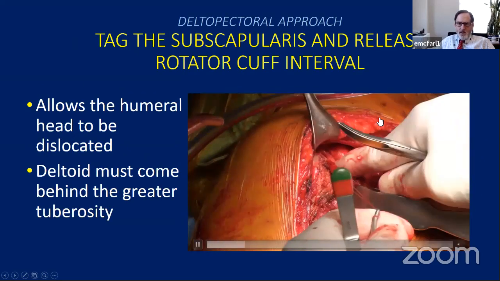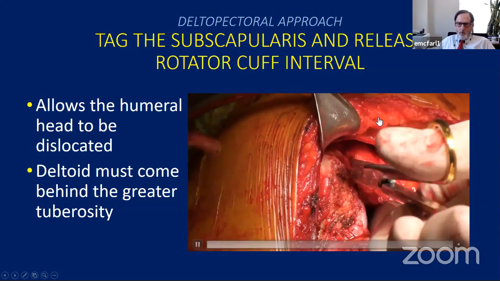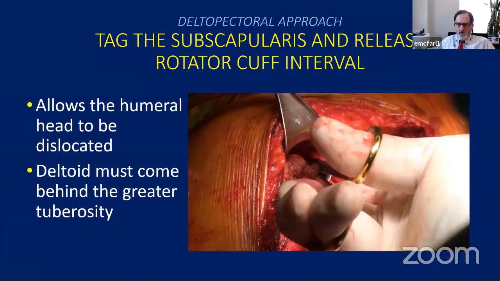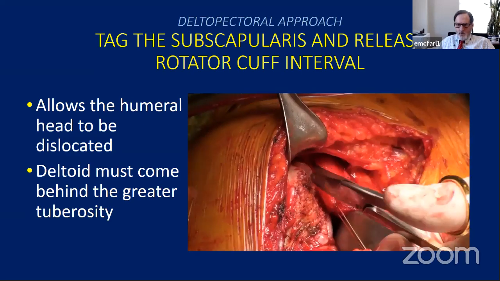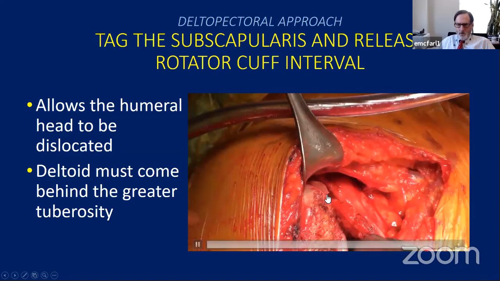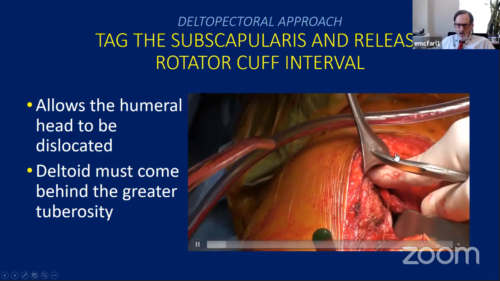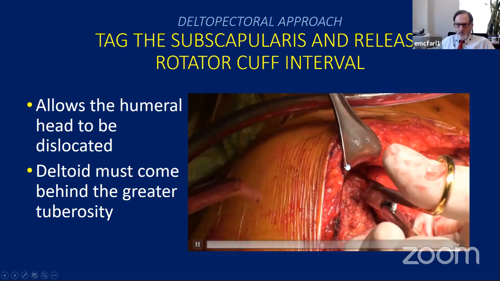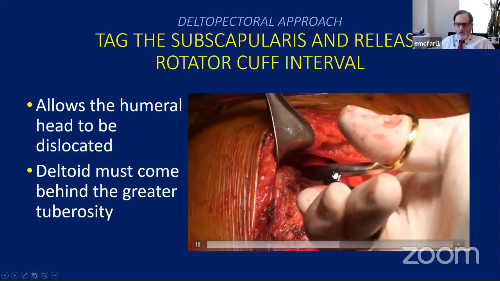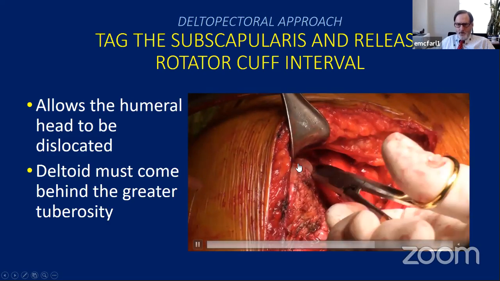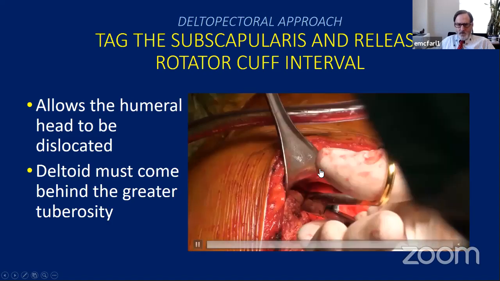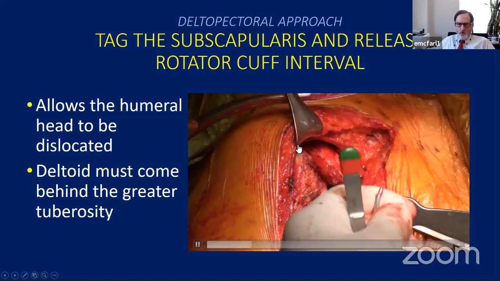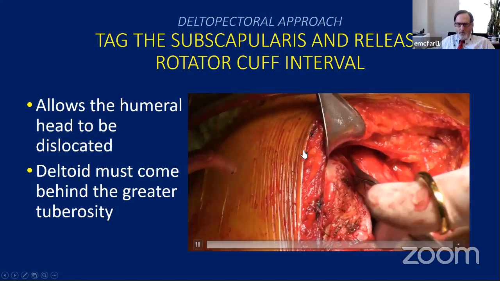So the next thing you're going to do is tag the subscap like this. Then you want to release the rotator cuff interval. What that does is loosen up the subscap and the structures in the front, the capsule in the front. So this is the subscap. You can even see a bit of the biceps tendon right there. So the interval is basically right down the biceps tendon. And what that does is allow the deltoid now to also come back over the top.